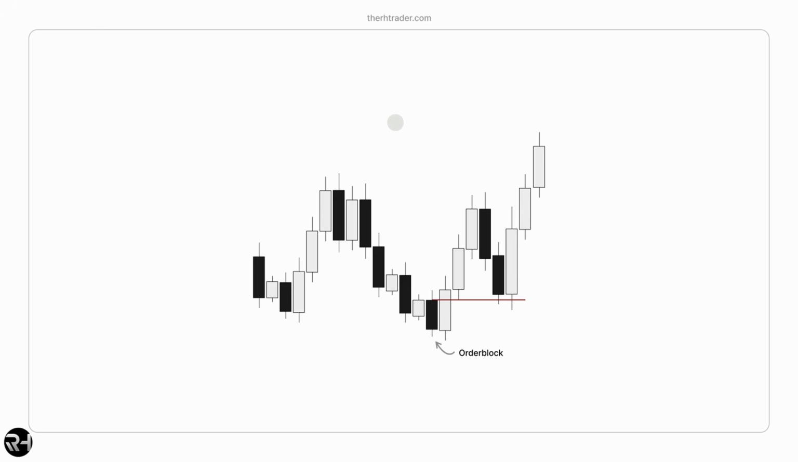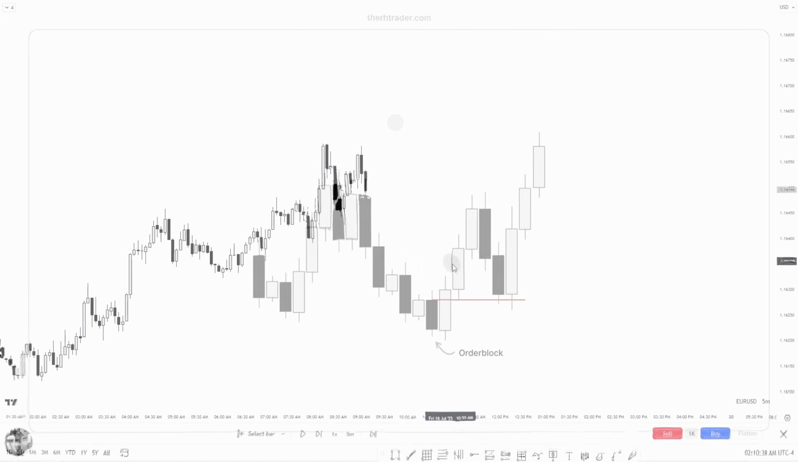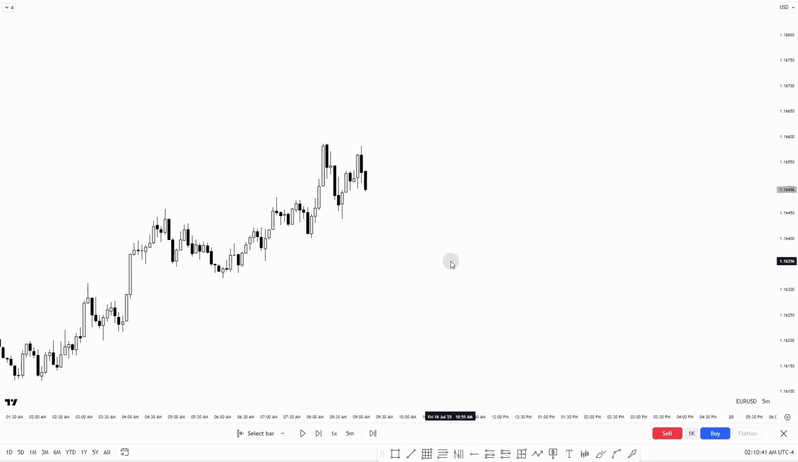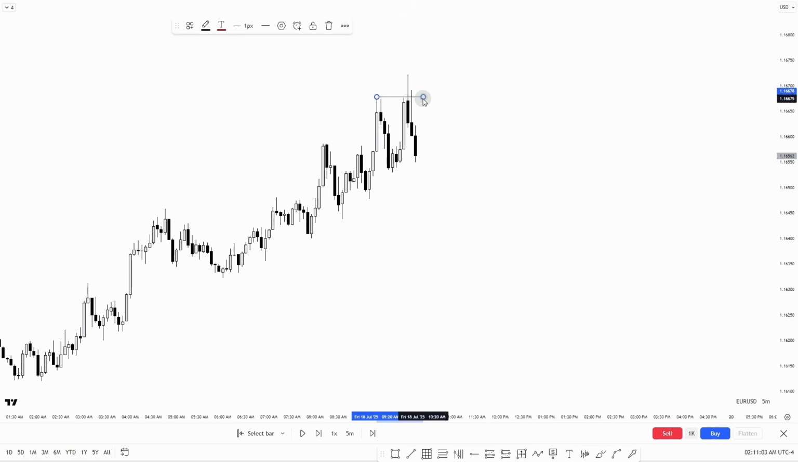Let's take an example on the chart. This is the Euro USD 5-minute chart. As you can see, price has formed equal highs here. Price pushes up, takes out these highs, but does not give us a confirmation. So we wait. And here price moves up higher, takes out liquidity above this high. Now we want to see a break in structure.